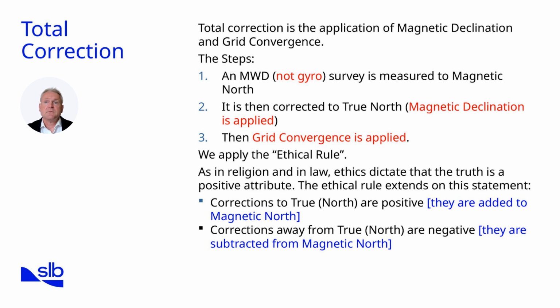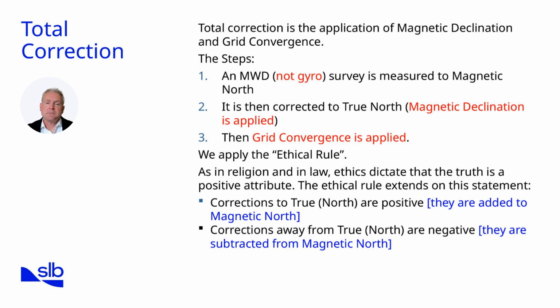To simplify, we use the so-called ethical rule. Corrections toward true north are positive and added, while corrections away from true north are negative and subtracted. This ensures consistency in application. For example, if magnetic declination at your site is westward, it will be applied as a negative value, while eastward declination is positive. Convergence is treated similarly depending on whether it moves you toward or away from true north. This structured process removes ambiguity.